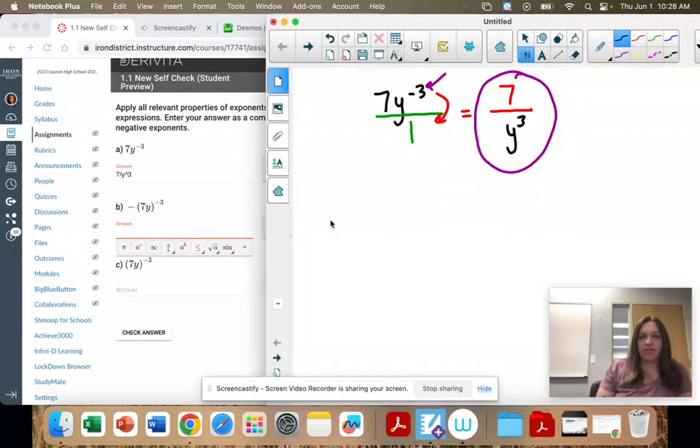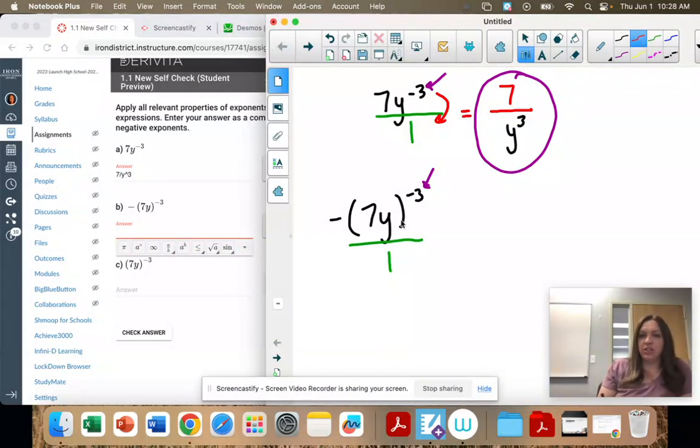And our next one, we have a negative (7y) to the negative 3. Again, no negative exponents. That's what we're trying to get rid of. So I'm going to do the same thing. I'm going to put it over 1.